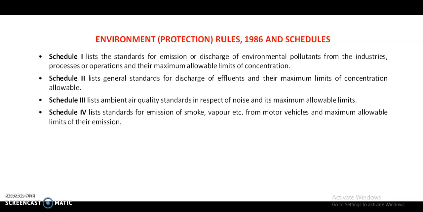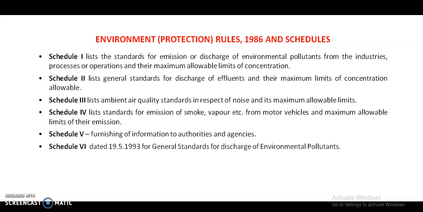Schedule 4 gives standards for emission of smoke, vapor from motor vehicles and maximum allowable limits of their emission. Schedule 5, furnishing of information to authorities and agencies. Schedule 6 gives general information about general standards for discharge of environmental pollutants. Schedule 7 is devoted to National Ambient Air Quality Standards.